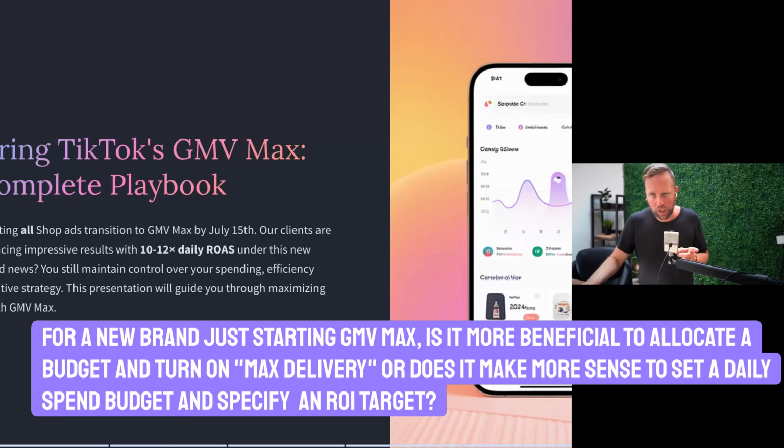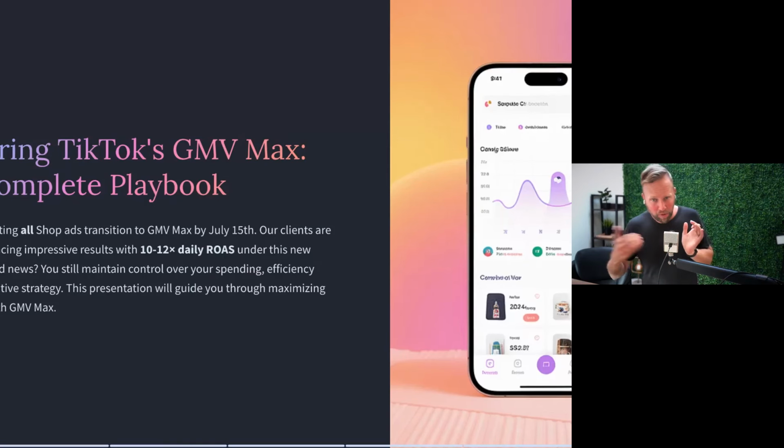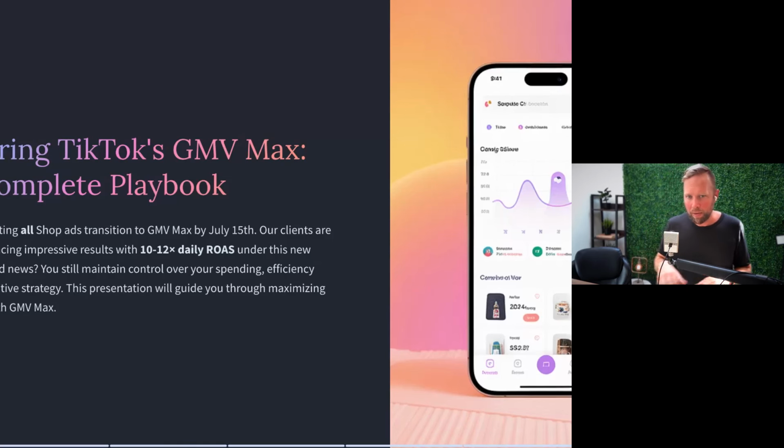I got another interesting question here. For a new brand just starting GMV Max, is it more beneficial to allocate a budget and turn on max delivery, or does it make more sense to set a daily spend budget and specify your target ROAS? So you'd rather see people get as much possible content into that GMV Max, set a lower target ROAS rather than target max delivery. From a fundamentals standpoint, I'm 100% with you. It makes way more sense to me.